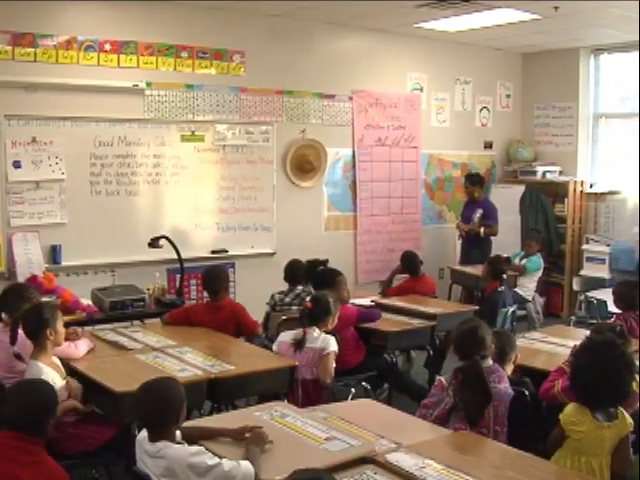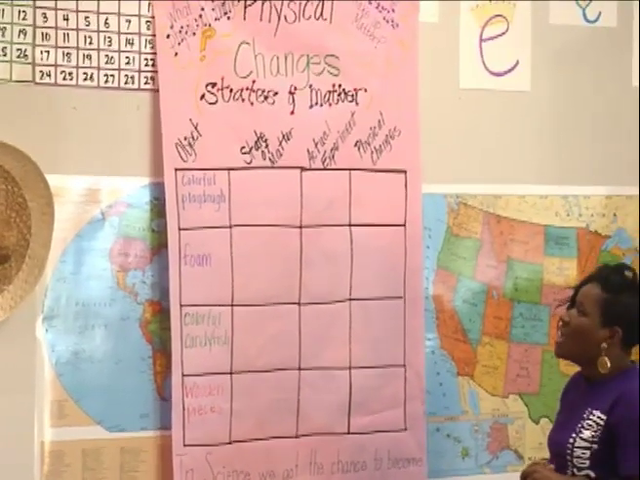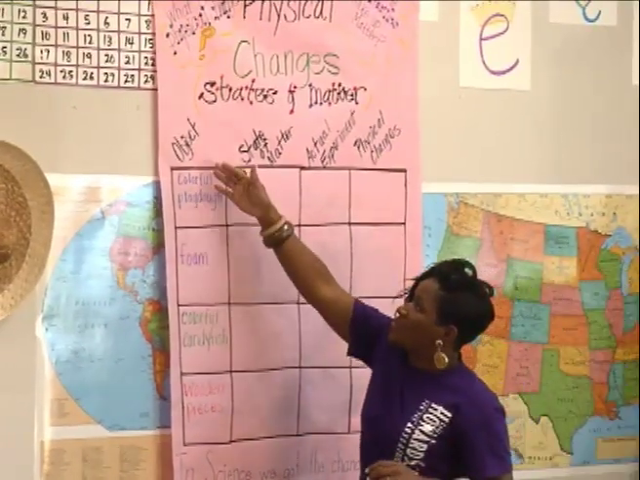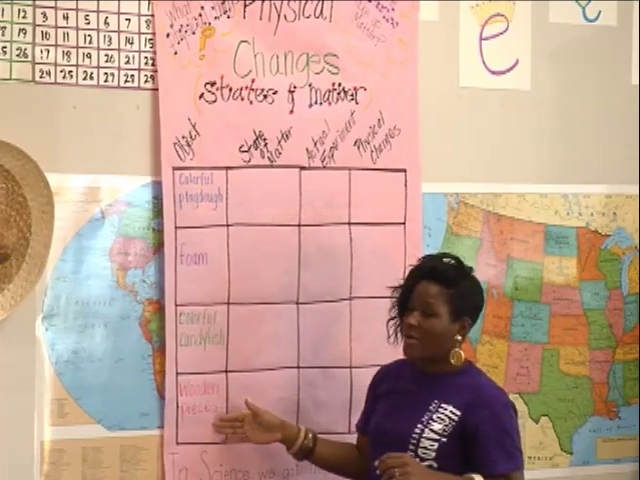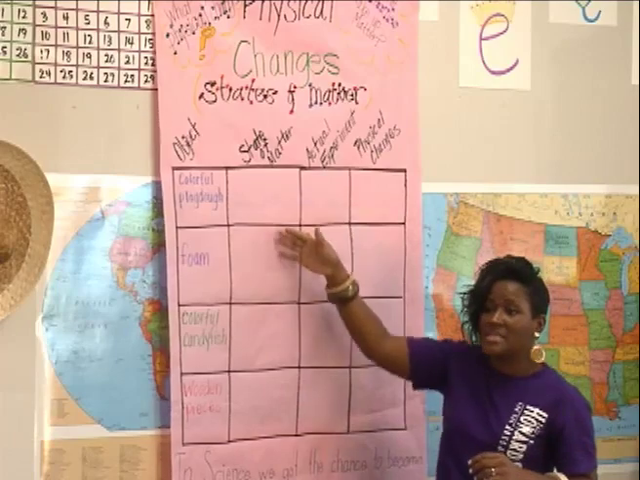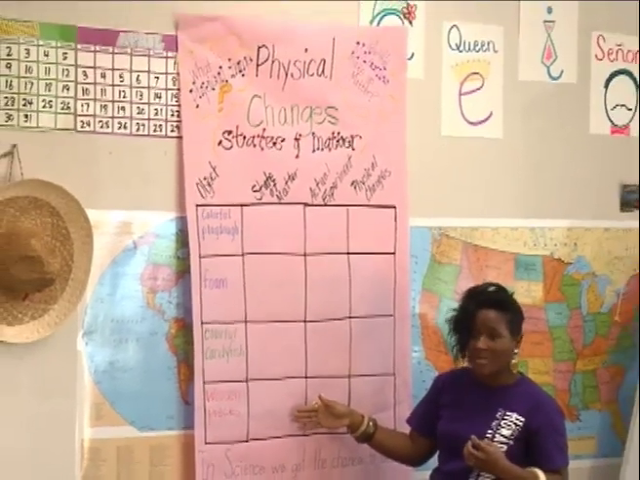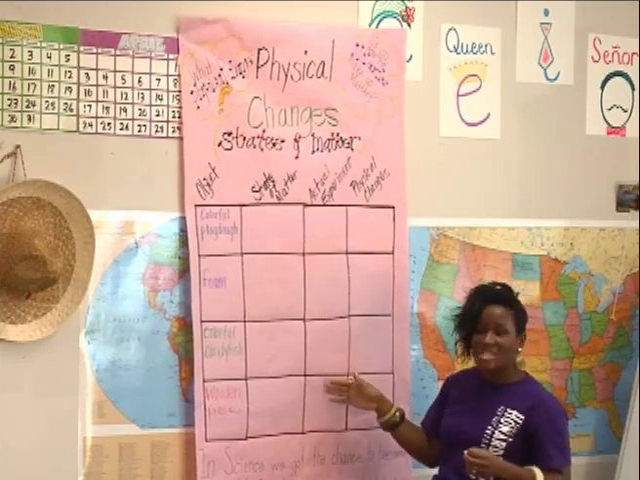Observations of physical changes in different states of matter. The first column that we have here is where we listed our objects that we used for our experiment. The second column says state of matter. This column is going to be telling us what type of matter we're working with in our experiment. The third column says the actual experiment.